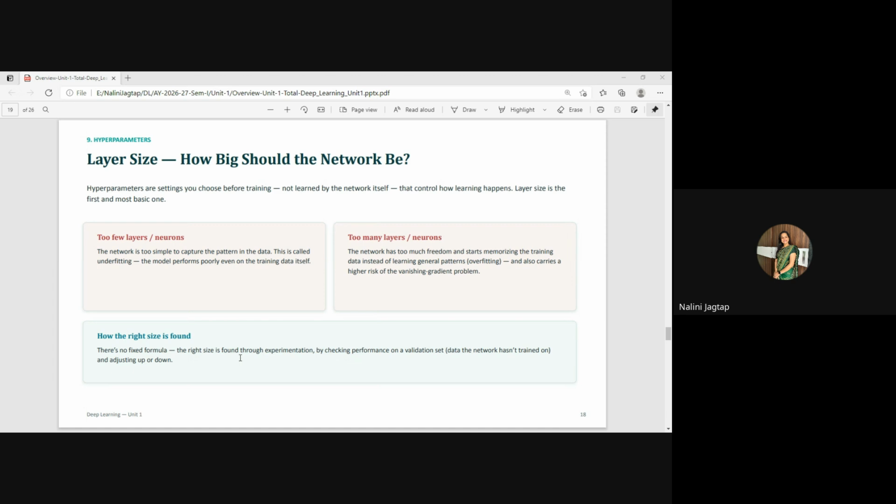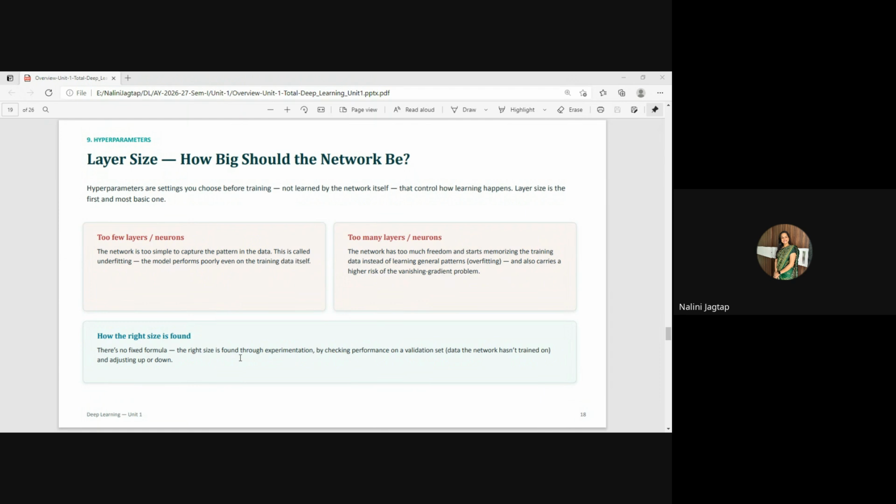Correct? And they're recognizable because the network performs poorly even on the very data it was trained on. So that's underfitting. Now, if I choose too many layers or too many neurons, on the other hand, the network gains so much raw flexibility that it starts to memorize the system, and it even memorizes the noise of its specific training examples also. So rather than learning genuinely useful general patterns, it fails, right?